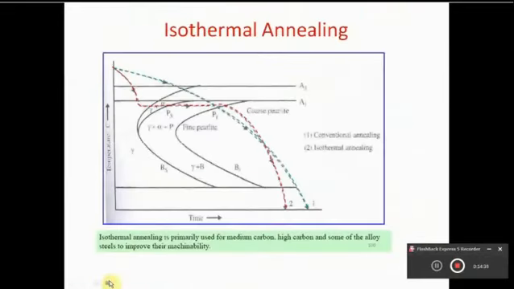Then isothermal annealing, this process is actually shown on the TTT diagram. The green color kind of cooling rate indicates a conventional annealing kind of heat treatment, where castings are heated above upper critical temperature, held for some time, followed by very slow cooling.